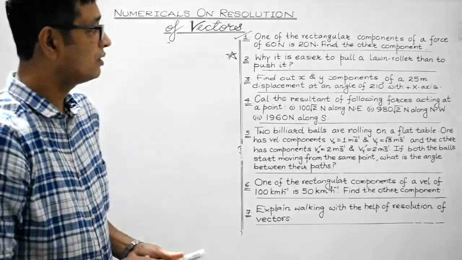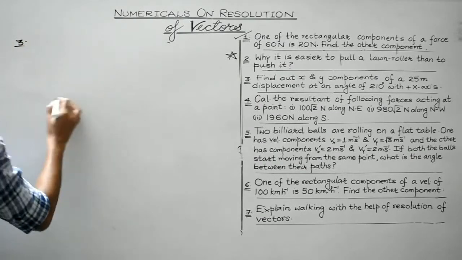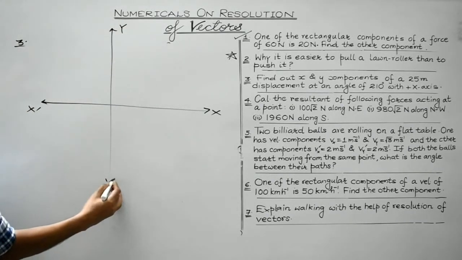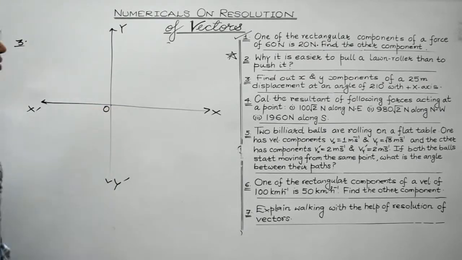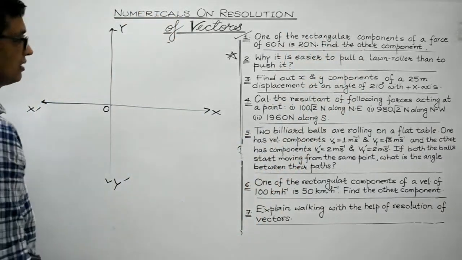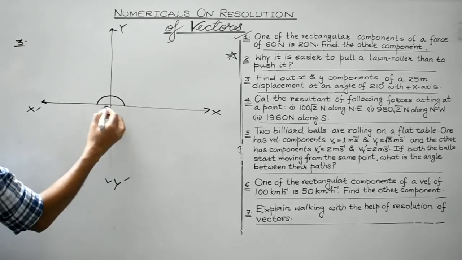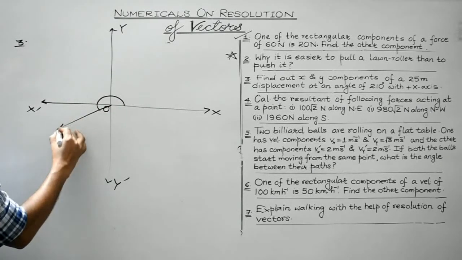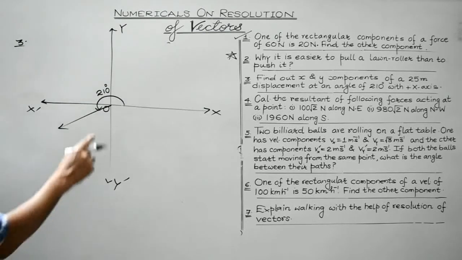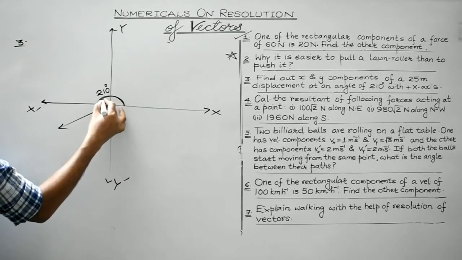Find out x and y components of a 25 meter displacement at an angle of 210 degree with x axis. Okay, this is x axis, this is negative x axis, this is positive y axis, and this is negative y axis, right? So this is the origin. Now as per the question, we are supposed to find x and y component of a 25 meter displacement at an angle of 210 degree with x axis. This is the positive x axis, and this is 180 degree. 210, somewhere over here. So displacement is over here. It is making an angle of 210 degree. Right, students? This is the diagram. From positive x-axis, the angle which the displacement makes is 210 degree.